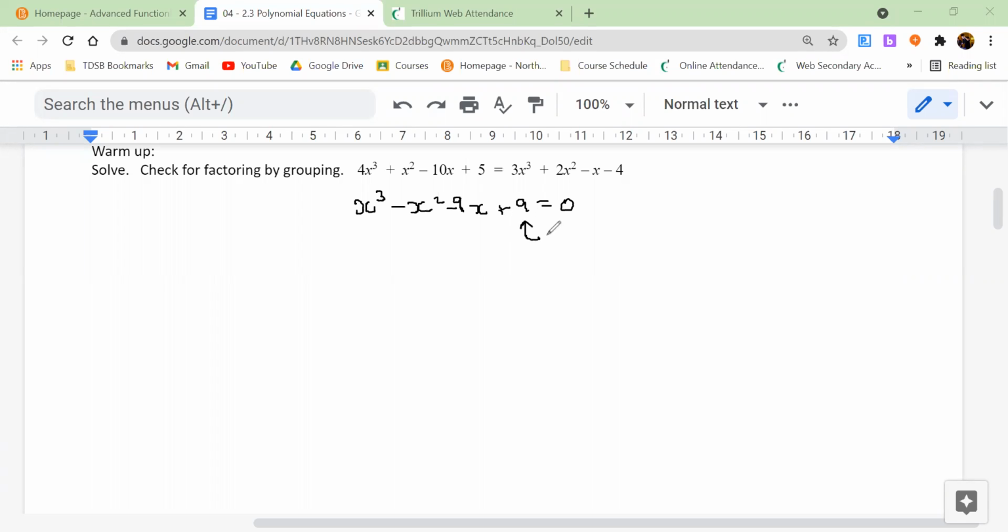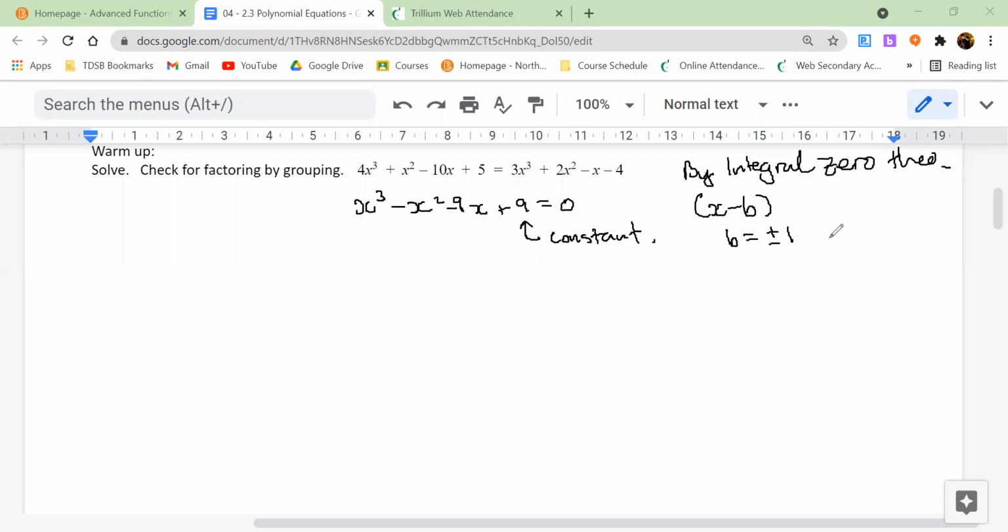Seeing as how the last term is a 9, that's the constant term. By the integral zero theorem from 2.2, I know that the factor is going to be in the form of x minus b, and the b value that is going to be a part of the factor must be a factor of the constant term. So it's going to be either plus or minus 1 with a plus or minus 9. It could be plus or minus 3. So 1 times 9 gives me a 9, 3 times 3 gives me a 9, all the possibilities of multiples of 9, so factors of 9.